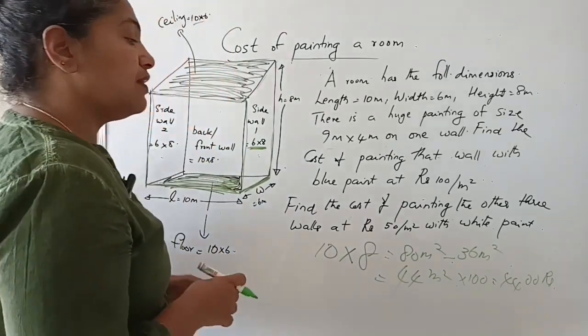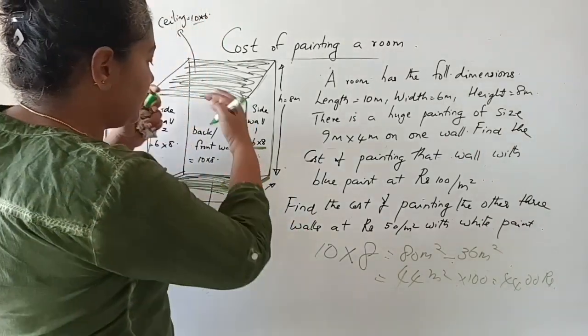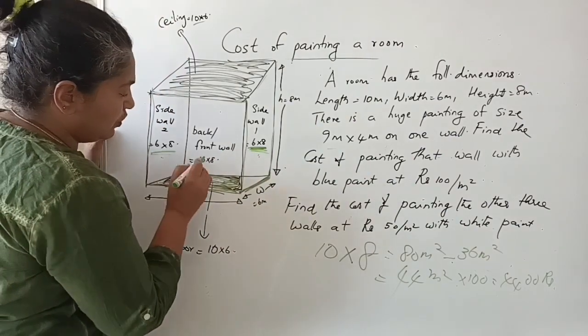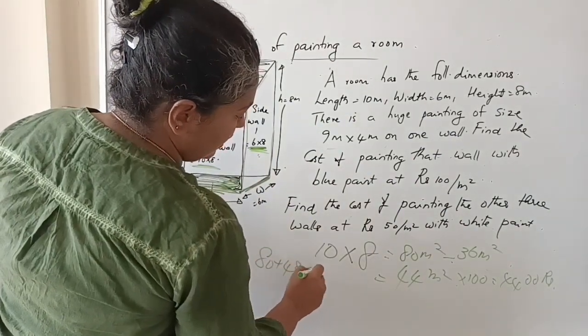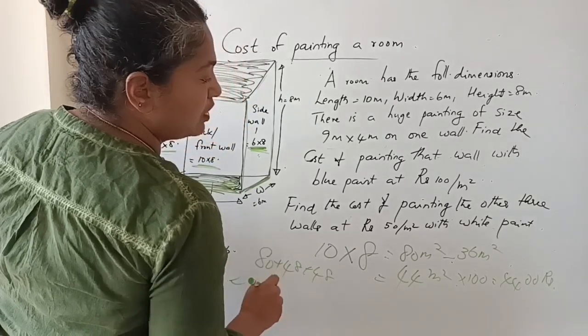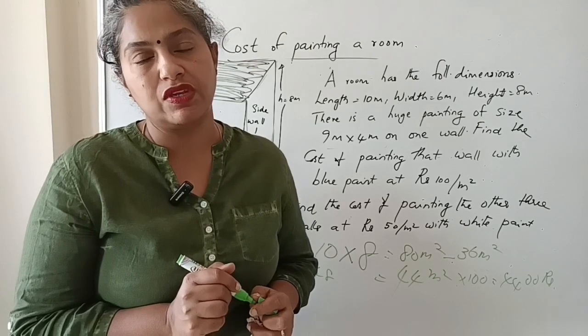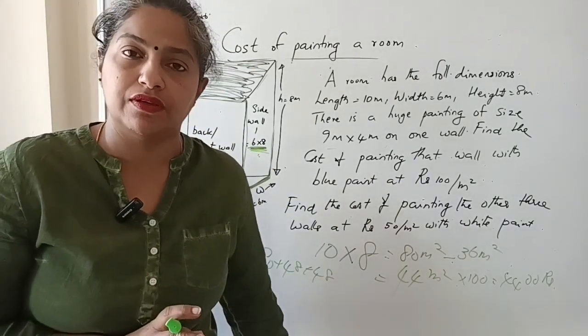Okay. Now they are asking what is the cost of painting the other 3 walls. So other 3 walls, I have got a front wall, I have got 2 side walls. So I have got a 48, I have got a 48, I have got an 80. So it is 80 plus 48 plus 48 is the total area that I need to paint with white paint at the rate of rupees 50. That you know how to find the area, multiply it by 50.